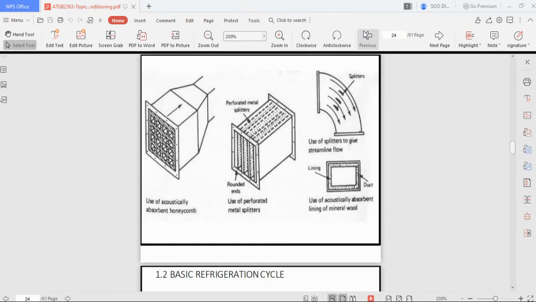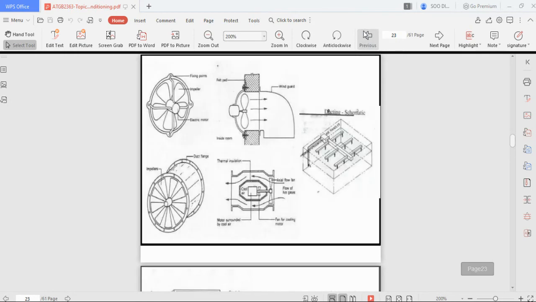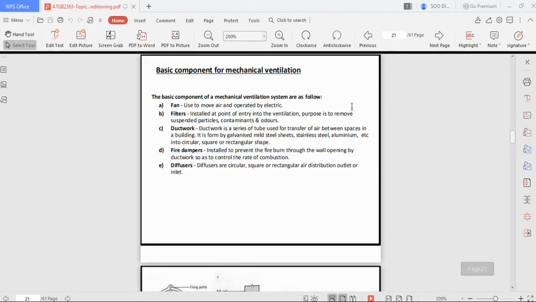And then the next is the five components of ventilation: the fan, the filter, the ductwork, the fire damper, and the diffuser. So these are the few things that you need to remember for ventilation.